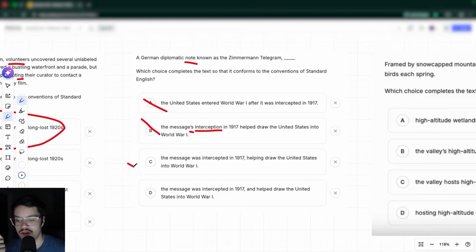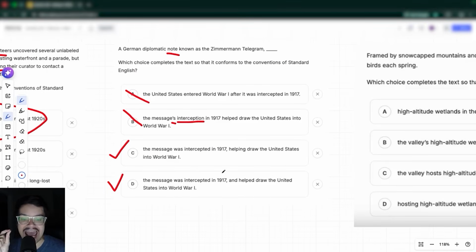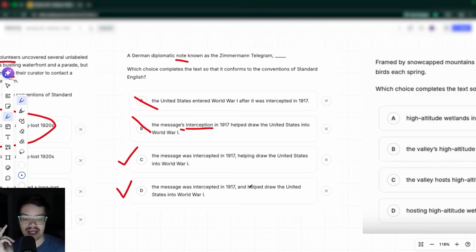The message again. So both of these could work. We have to look at the other stuff here again. The message was intercepted in 1917, helping draw the United States into World War I. Yep, that grammatically makes sense. We have the comma, then ing, just like in this one. The message was intercepted in 1917 and helped draw the United States. That would not work, again, because of the other grammar rules. We have here a dependent clause after the thing because we have no subject, so dependent. But they're using an independent separation, comma, fanboys. That is not the right separation for the job, so therefore C must be right.